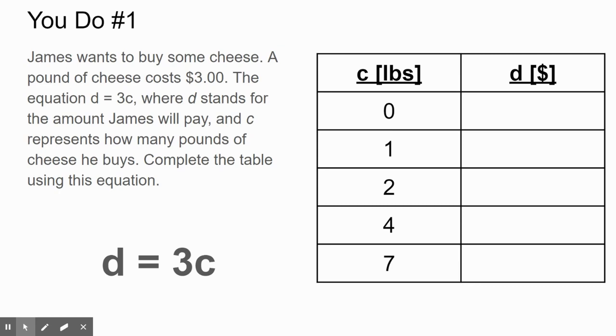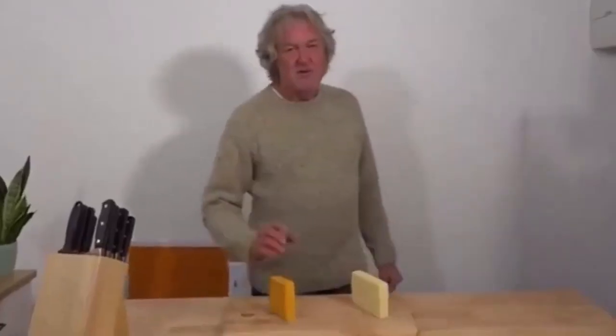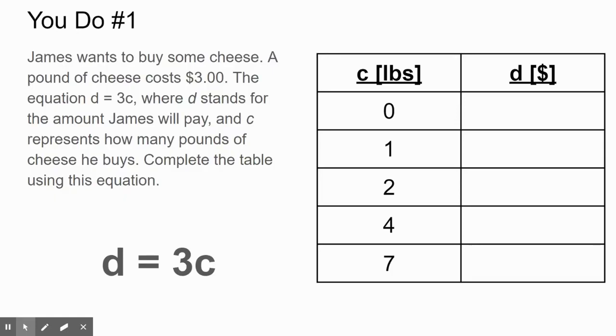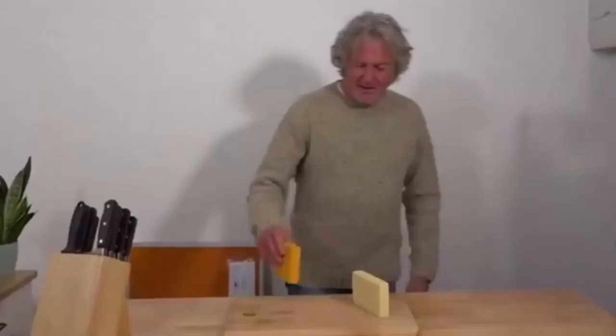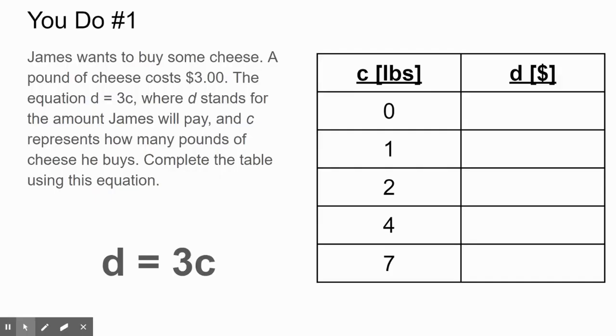We're going to give it some real-life application by making it into a word problem, although I promise you it's not that bad. So, James wants to buy some cheese. A pound of cheese costs $3. The equation D is equal to 3C, where D stands for the amount that James will pay, and C stands for the amount of cheese he buys. You're going to complete this table using the equation D is equal to 3C.